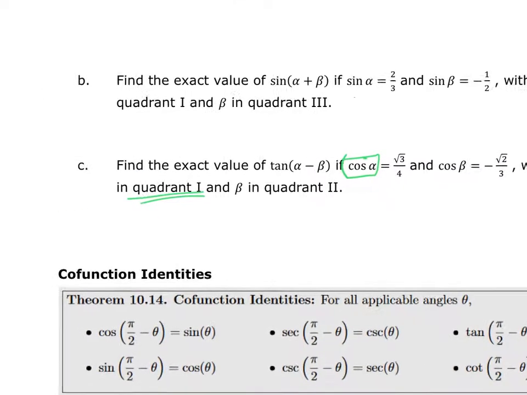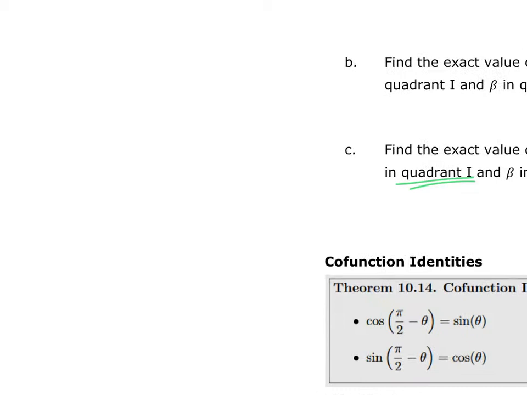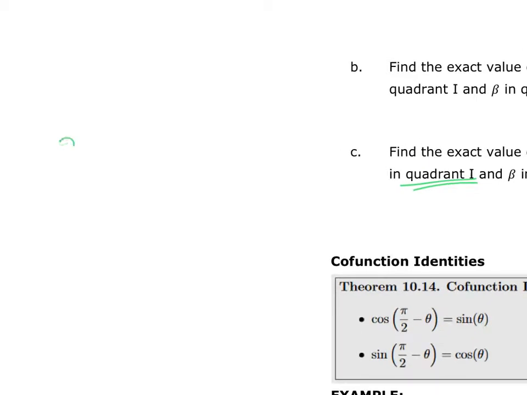I need that information because I'm going to come over here and work with alpha. So this is what I'm working with. I know the cosine of alpha is equal to the square root of 3 over 4, and I'm in quadrant 1. Because I'm in quadrant 1, all of my answers will be positive. I don't have to worry about remembering which one's negative and which one's positive.